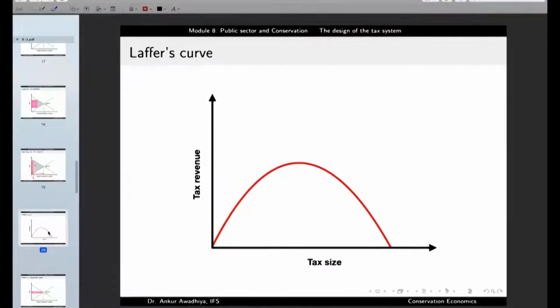Now, Laffer's curve is a plot of tax size on the x-axis versus tax revenue on the y-axis. So, Laffer's curve tells us that as the size of the tax increases, the revenue collected increases, reaches a peak, and then starts to decrease. And for a very large tax size, we will have a very minuscule amount of tax revenue.